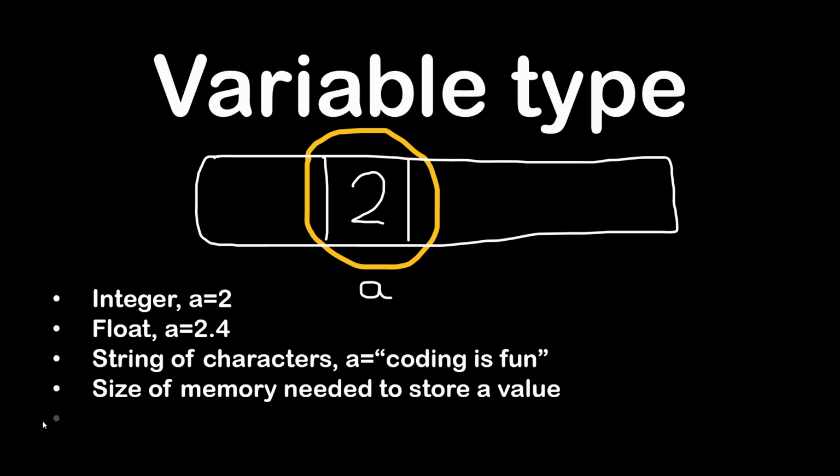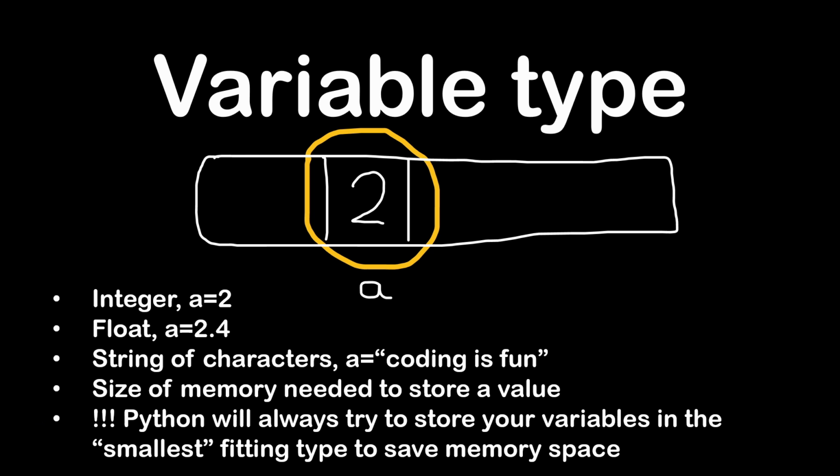And when you type a equal 2, for example, Python will store the value in the smallest possible type. It is a common practice in programming to save memory. Now, of course, if this variable will be changed during the program, a different value later on is attributed to the variable. So Python will change and modify its type automatically.